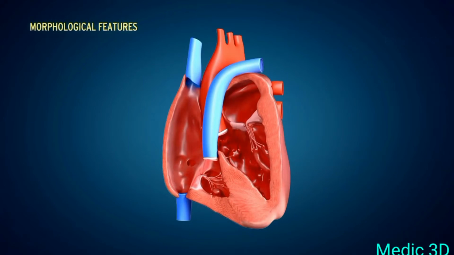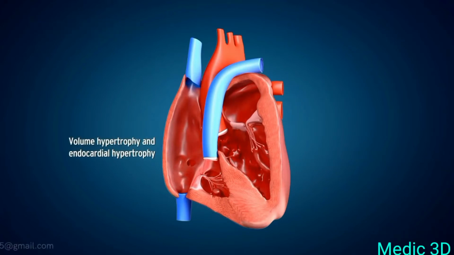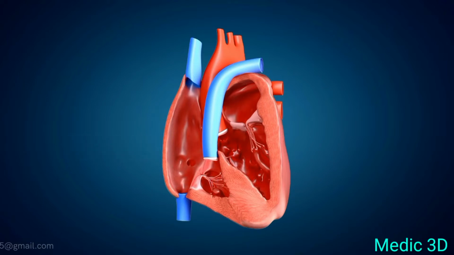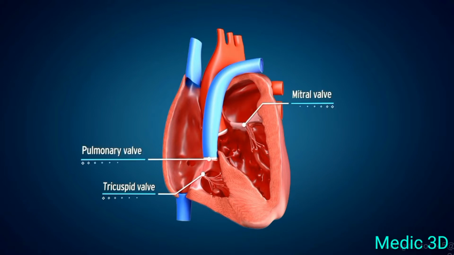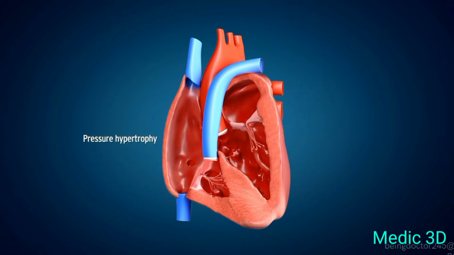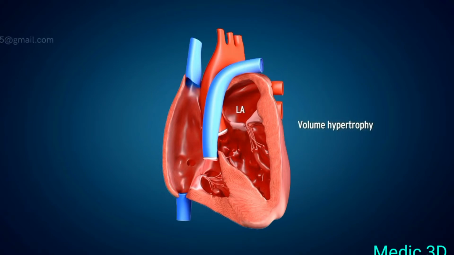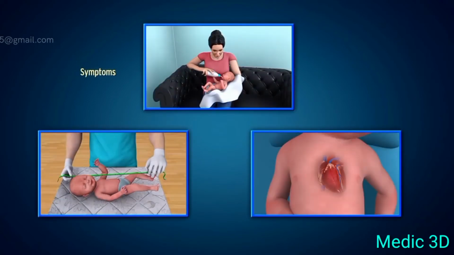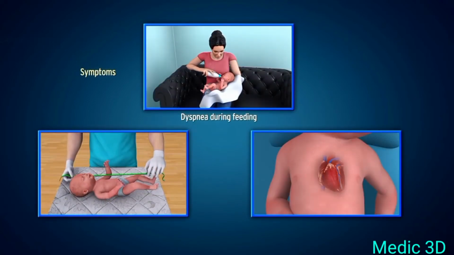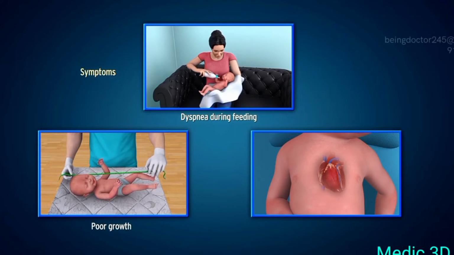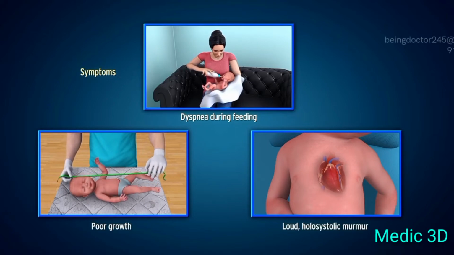Morphological features: volume hypertrophy and endocardial hypertrophy of the right ventricle. Hemodynamic changes: enlargement of tricuspid and pulmonary valve, mitral and aortic valve. Pressure hypertrophy of the right atrium. Volume hypertrophy of left atrium and left ventricle. Symptoms: dyspnea during feeding, poor growth, loud holosystolic murmur.